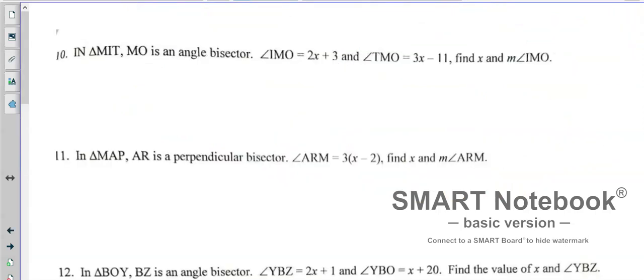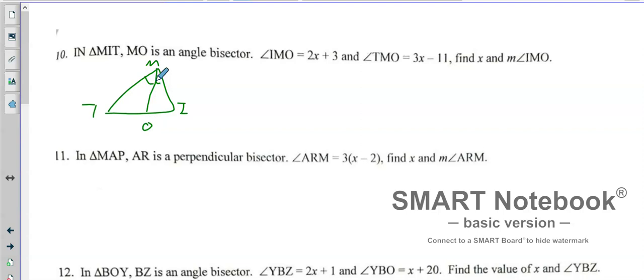All right. Just more of the same. MIT again. That's a horrible one. Not drawn correctly. MO is an angle bisector, so these are equal to each other.